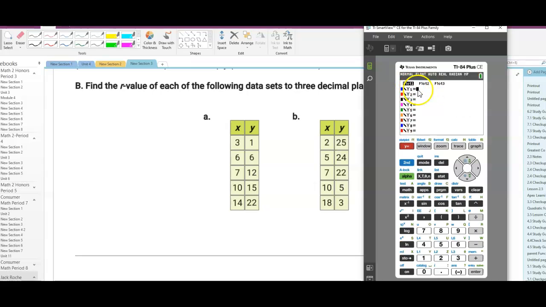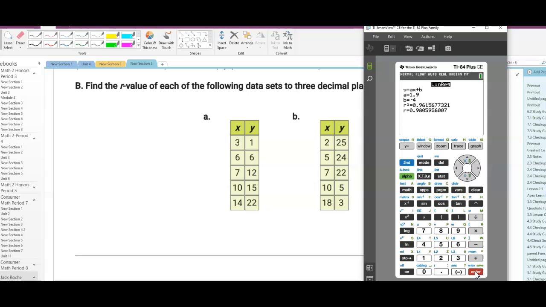If you can't see your data, you have to go up here where you see plot 1, hit enter to make sure it's highlighted, and then hit graph. Now to get my R value, I'm going to hit stat again, arrow over for calc. And what I'm going to do is look for linear regression, which is number 4. So I arrow down, hit enter. Then I'm always going to go all the way to calculate.